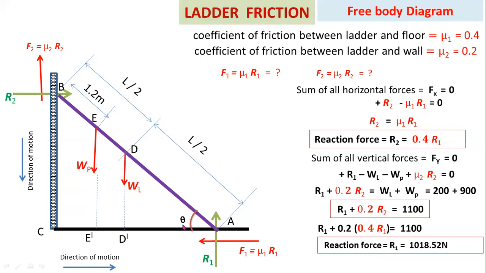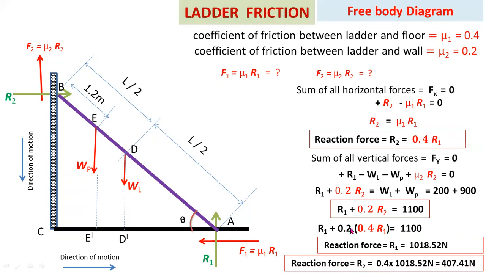The reaction force between the ladder and the floor is R1. R1 equal to 1018.52 newtons. Now substitute the value of R1 in this equation, you can get the value of R2, the reaction force between the vertical wall and ladder. R2 equal to 407.41 newtons. These are the two reaction forces between the ladder and floor and the vertical wall.